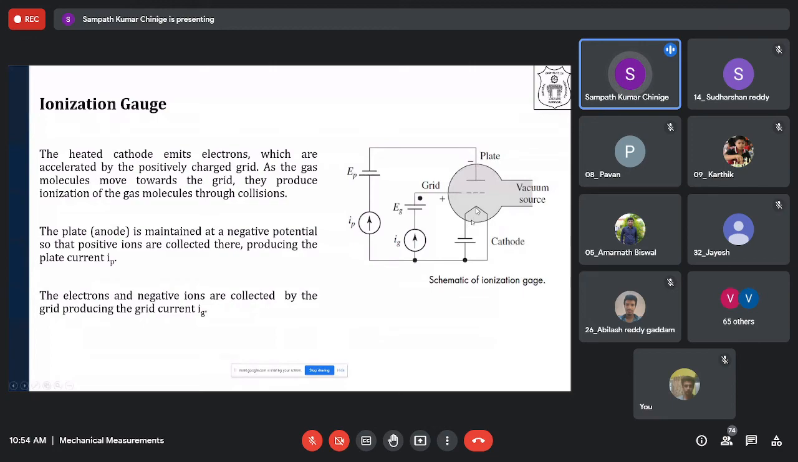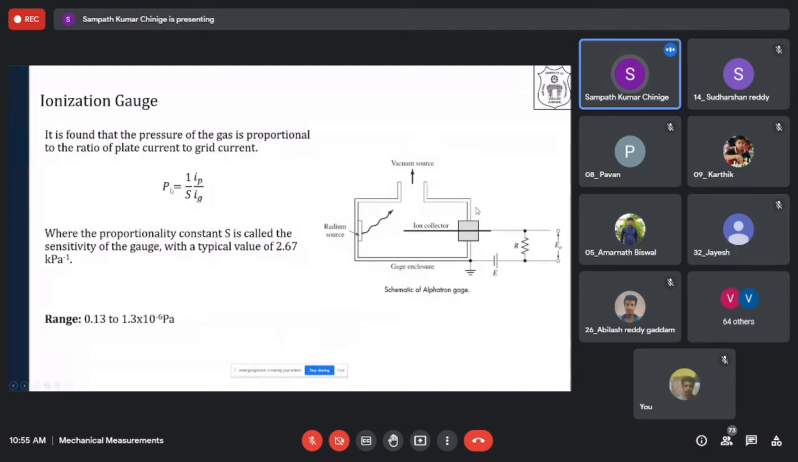Okay, the electrons coming out from the cathode bombard the gas particles, and that knocks out positive and negative ions from the gas. So it depends on the pressure again. How many negative ions and how many positive ions are produced depends on the pressure of the gas. So what does this expression tell you? P equivalent to IP by Ig. What does it tell you?